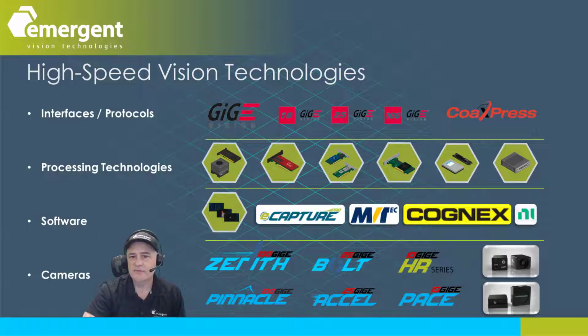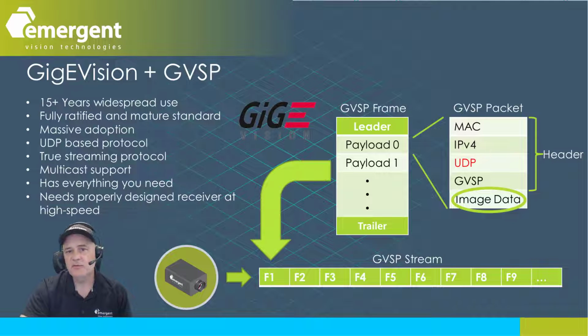The focus of this presentation is going to be on the technologies involved in high-speed applications. These include interfaces and their protocols, processing technologies, software, and finally the cameras. We will take a moment to understand the technology behind GigE Vision.